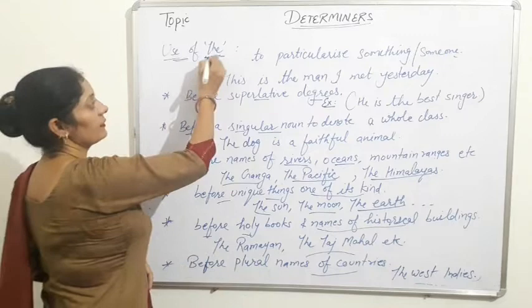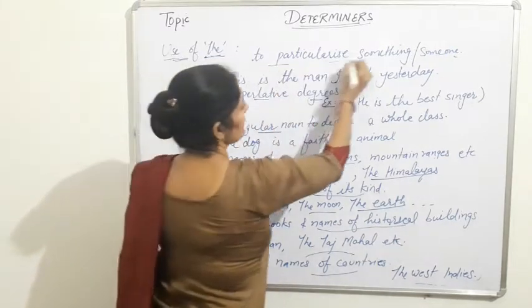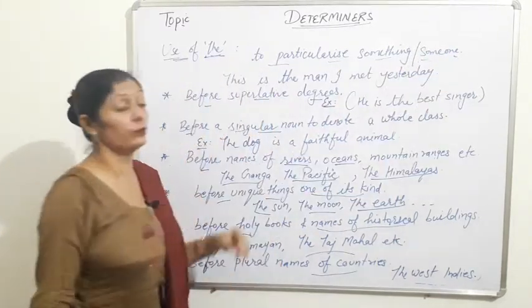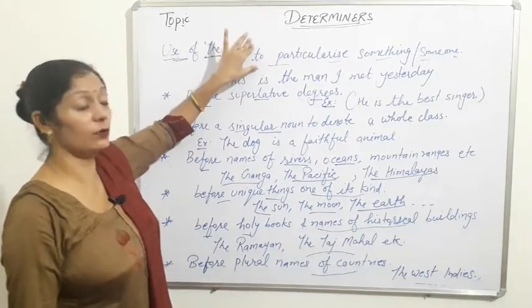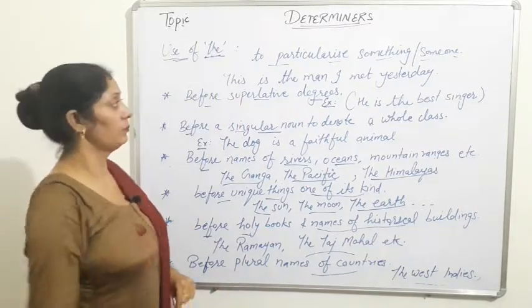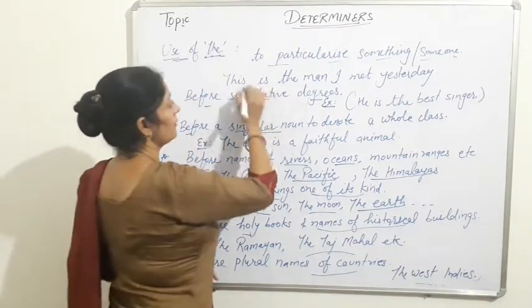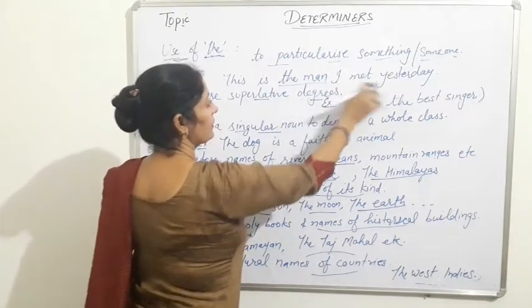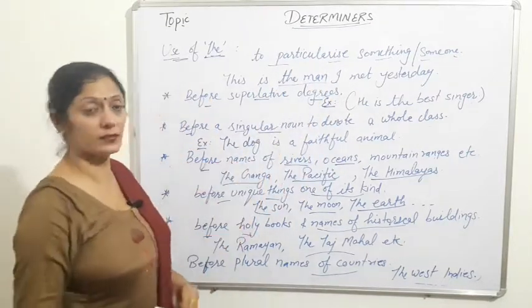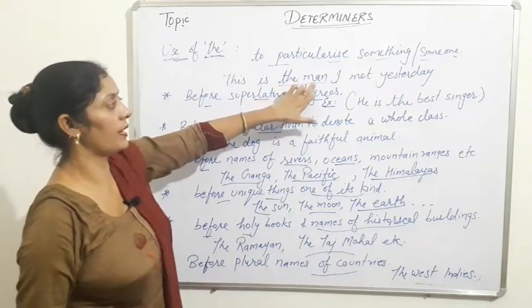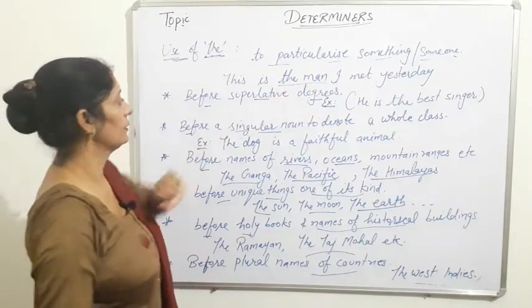Use of the article "the" to particularize something or someone. When we want to show that something or someone is particular, before that we use "the". This is the man I met yesterday. It means the same person. Here "the man" is particular, so we are using "the" here.